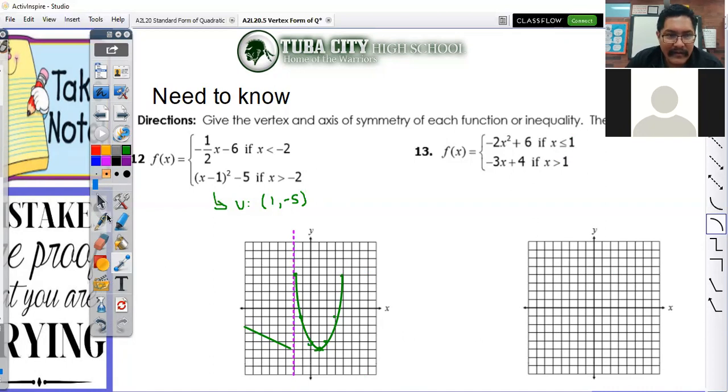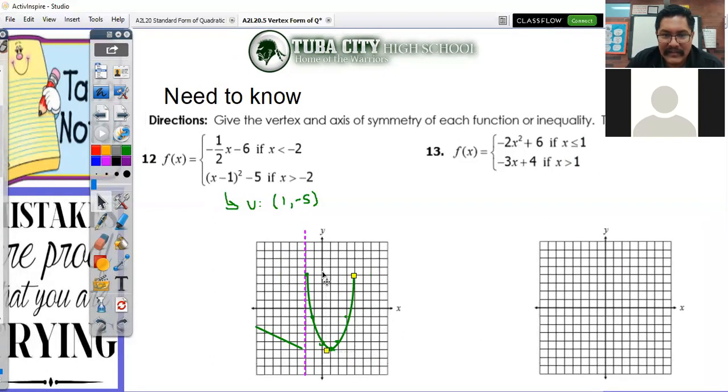Oh, wait, hold on a minute. I don't know why I stopped this one here. This one would not stop. It would actually keep going.